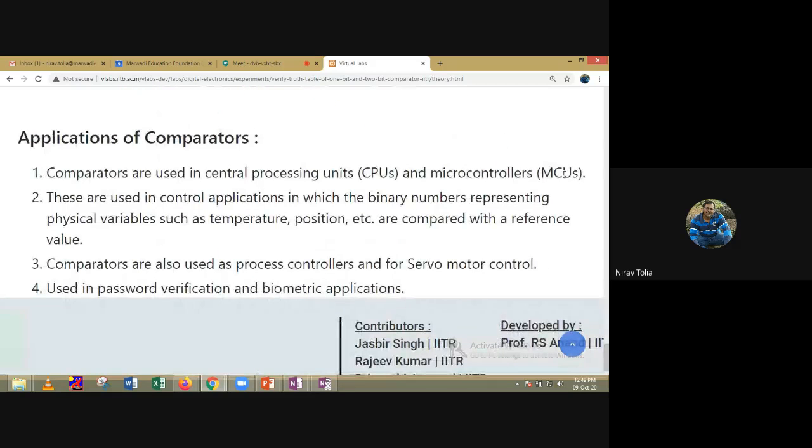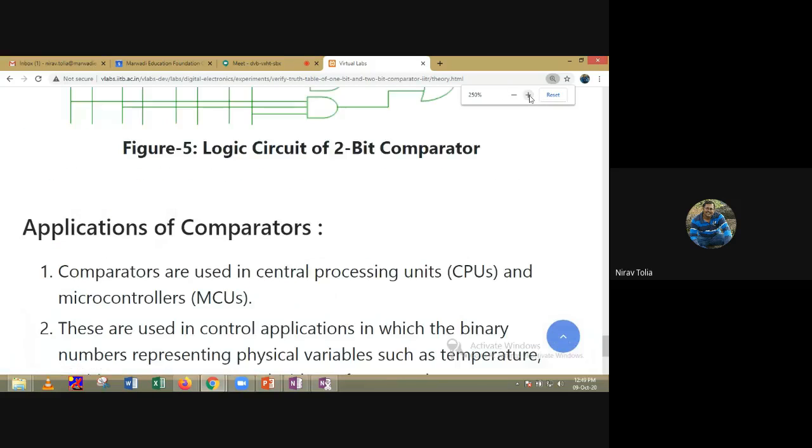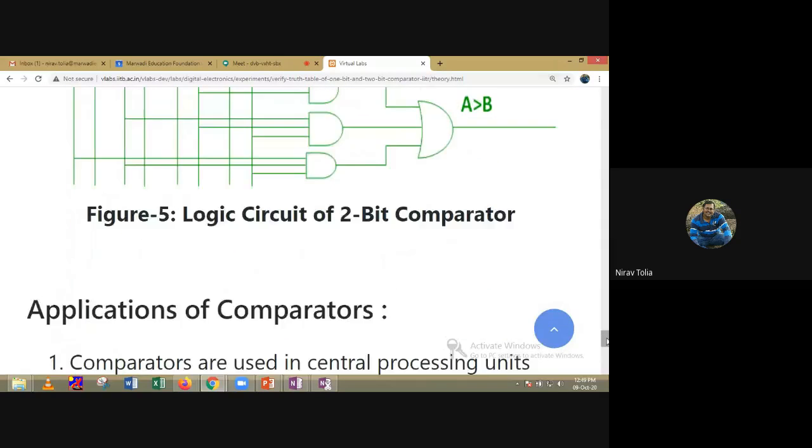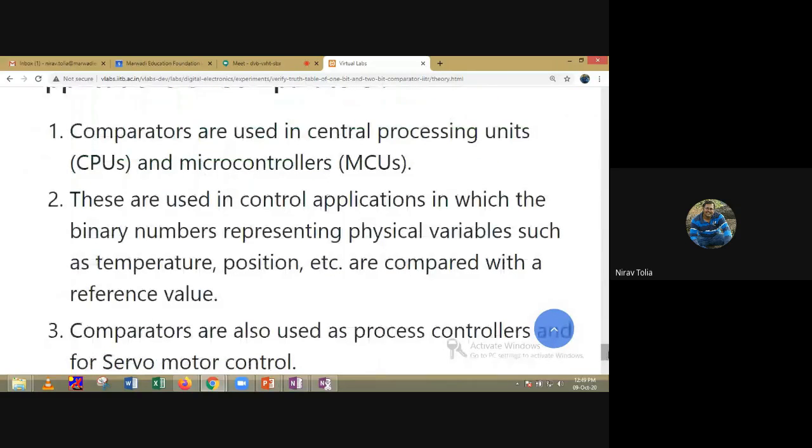So these are some of the applications of comparators. Let me zoom it so you can be aware of that. What are the actual applications of the comparators? So the first one is that comparators are used in a central processing unit, you can say CPU, and in microcontrollers. If you want to compare two numbers, we have a program. So comparators are in microcontrollers also, and in the CPU also.